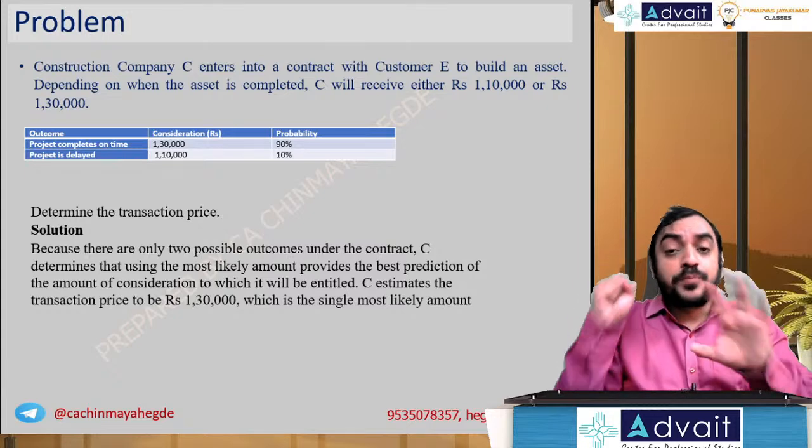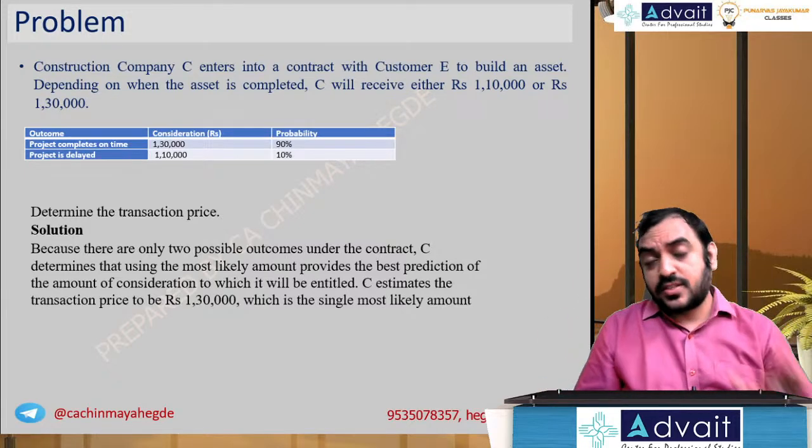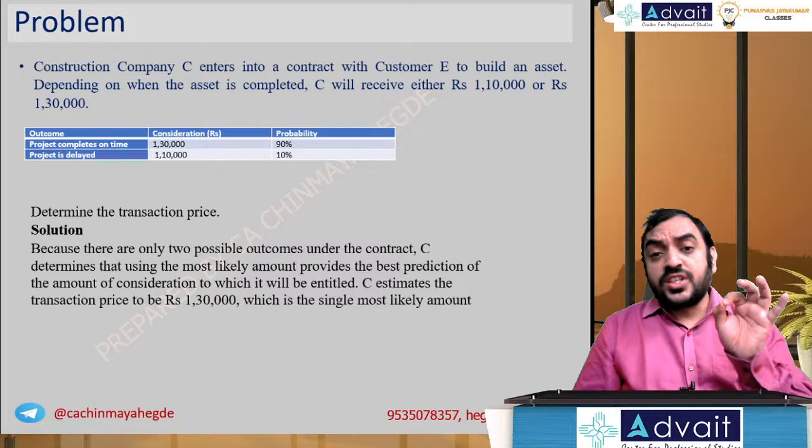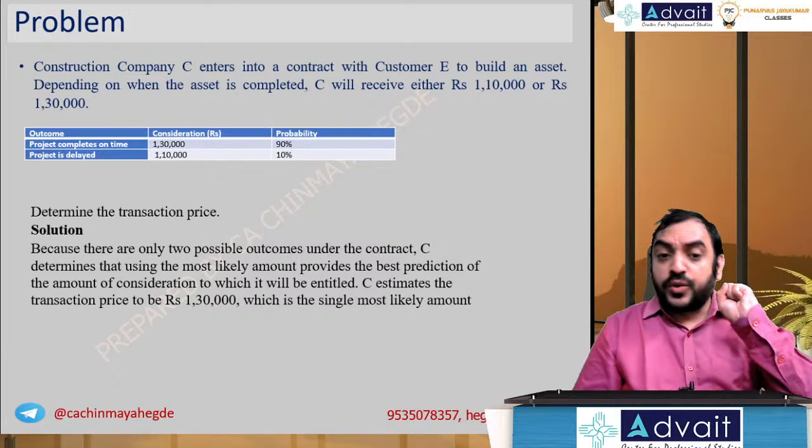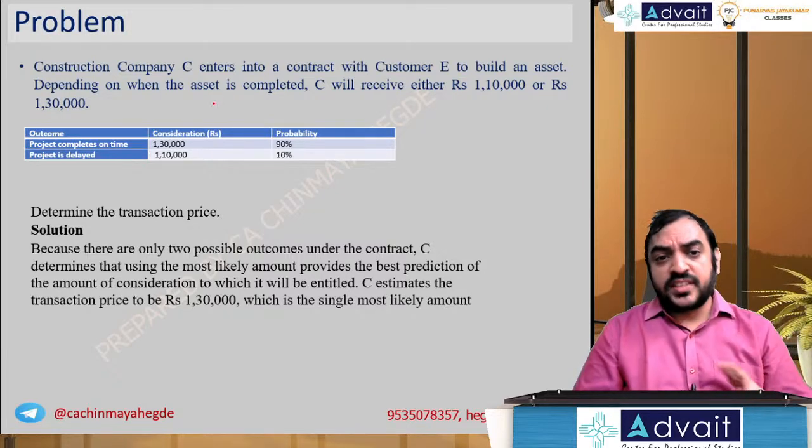You have to pick only one. Then don't go for probability. That's what the standard says: choose the one which has the highest probability, that amount you take. So in this case, only two possibilities are there.